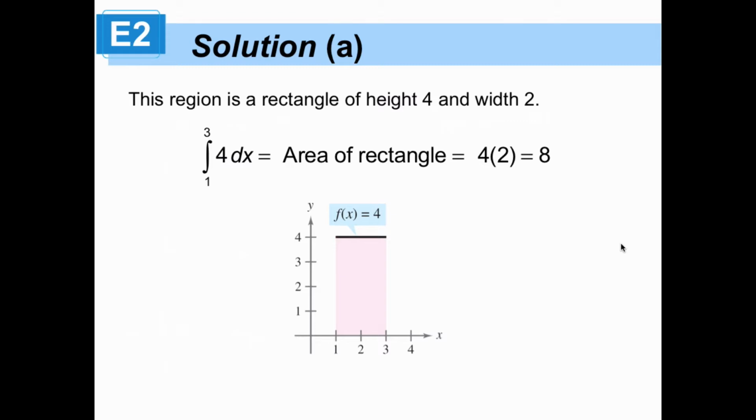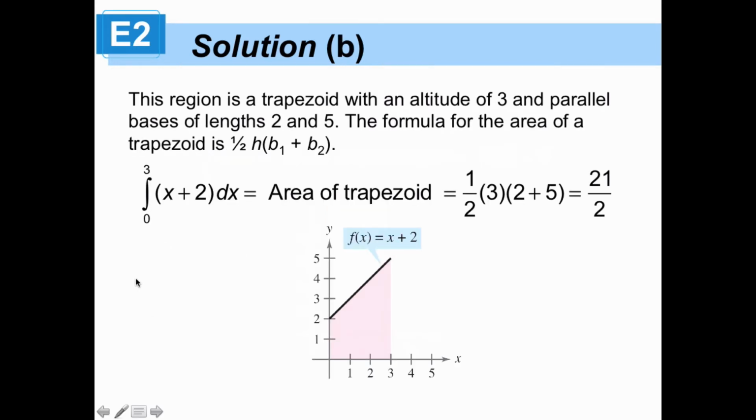Second one was x plus 2. What does the graph of x plus 2 look like? It's y equals x shifted up 2. It has a y-intercept of 2 and a slope of 1. Looks like that. And we're going from 0 to 3.